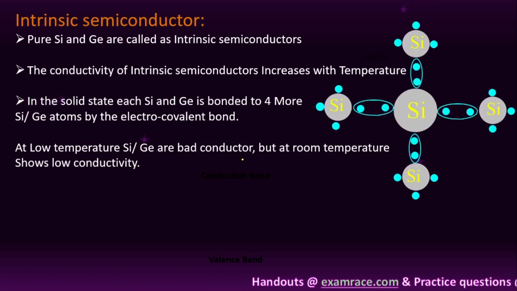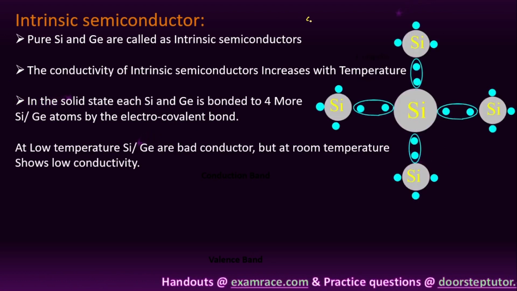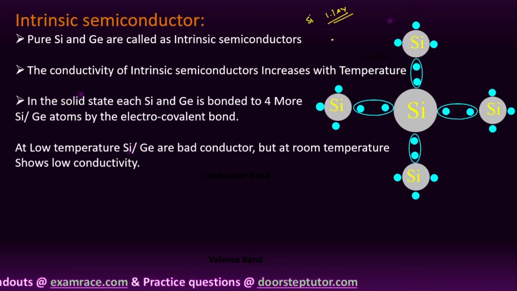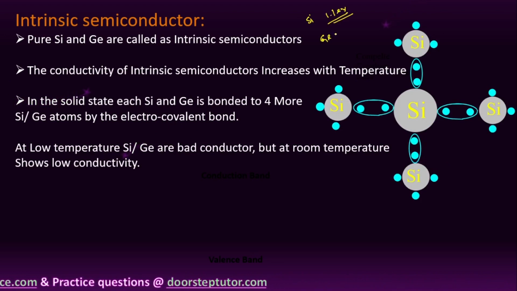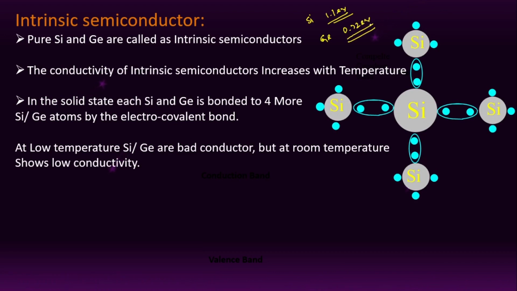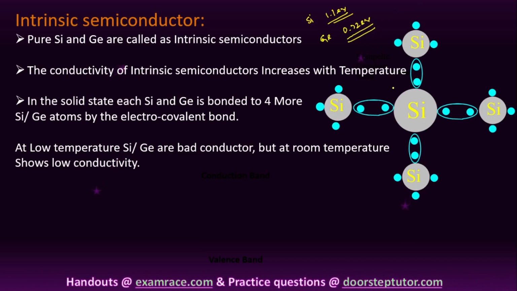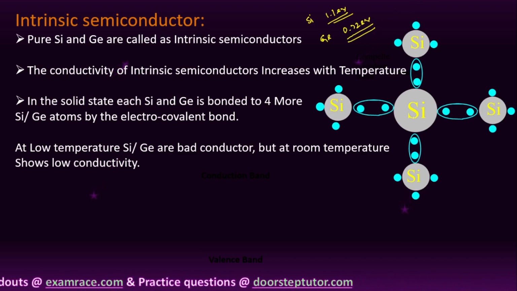Generally, the energy gap of silicon is 1.1 electron volt, the band gap is 1.1 electron volt. In germanium, it is 0.72 electron volt. So when we supply 0.72 electron volt, the electron jumps from the valence band to the conduction band, right? So this is an intrinsic semiconductor. This is the pure semiconductor.